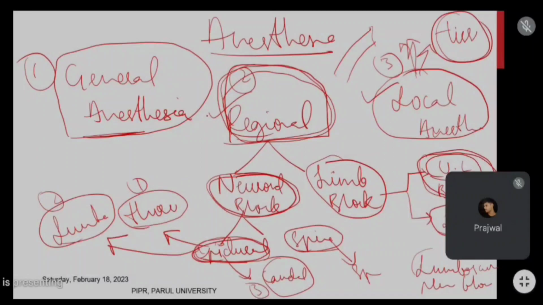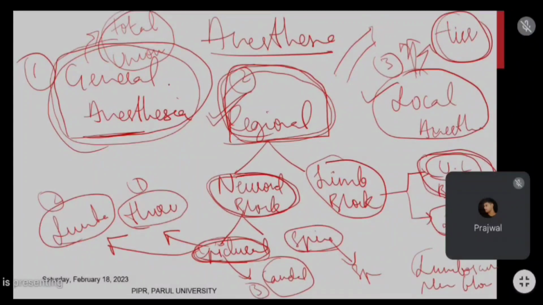Regional means they will cause anesthesia to the total region. For example, one limb, the upper limb or lower limb, or a group of tissues, you can say one organ. And general anesthetic drugs are those drugs which will cause total unconsciousness. Here general anesthetics will cause total unconsciousness of the patient.